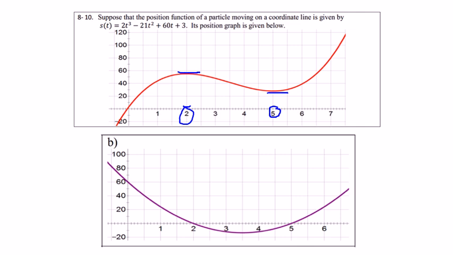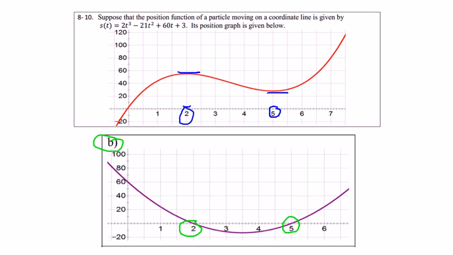By looking at our options, only B shows that at 2, the graph passes through 0, and again at 5, it passes through 0. But to make sure that this is correct, we can look at other tangent slopes on the position graph and figure that out through the velocity graph.